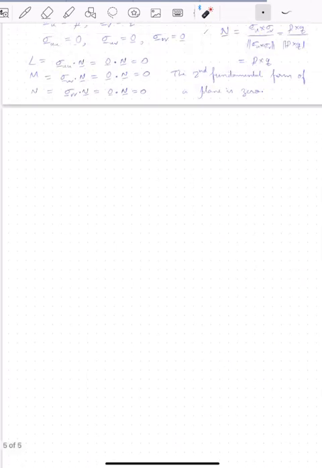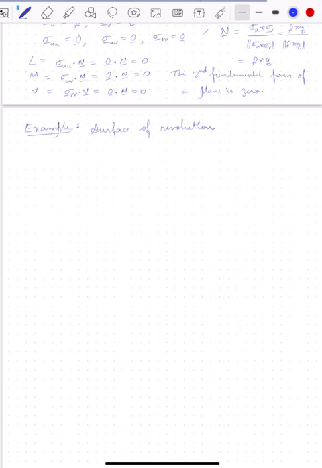Now let's go to the second example, and we do a problem on a surface of revolution, right? And as we know, the surface patch is given as sigma of u v is equal to f of u cosine v, f of u sine v, g of u, right? And we assume that f of u is greater than 0.